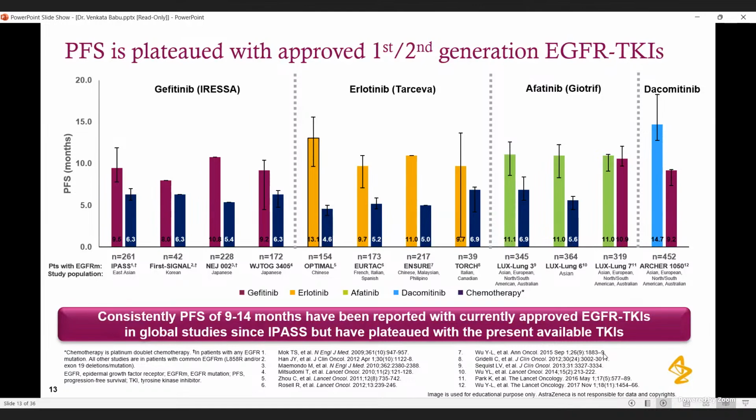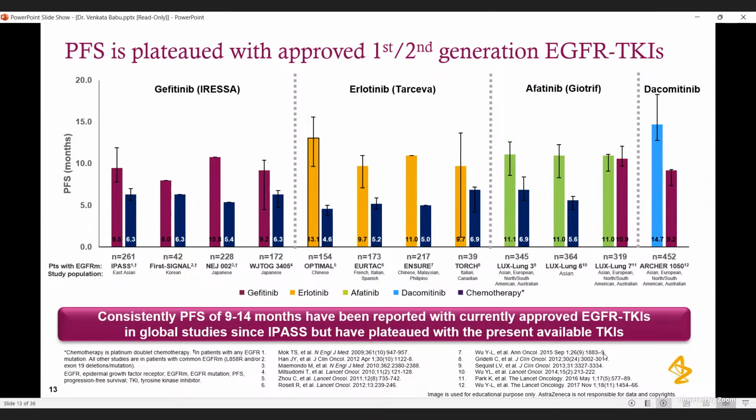So one of the most important challenges faced after using TKIs is the honeymoon period of 9 months, where patients have a very good quality of life. But as we proceed from 9 months to 12 months, most of the patients do have progression. And so it is seen that the PFS benefit seen with the first generation and second generation has plateaued after 9 to 14 months.